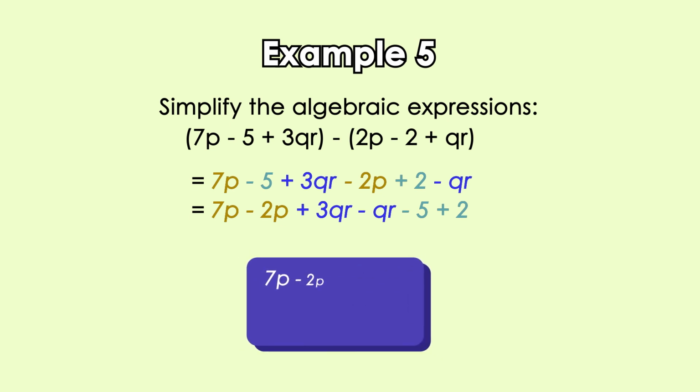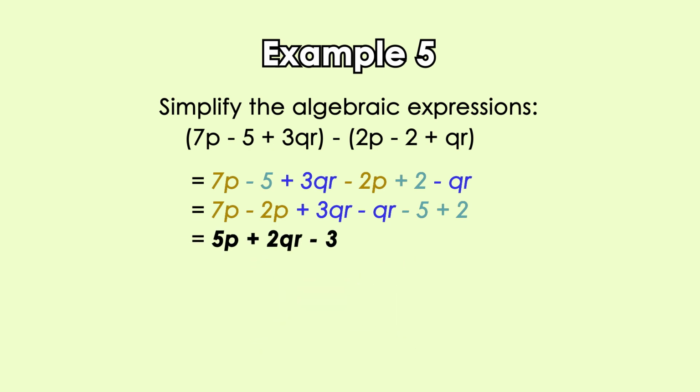7p minus 2p equals 5p. 3qr minus qr equals 2qr. -5 plus 2 equals -3. So, the simplified algebraic expression is 5p plus 2qr minus 3.